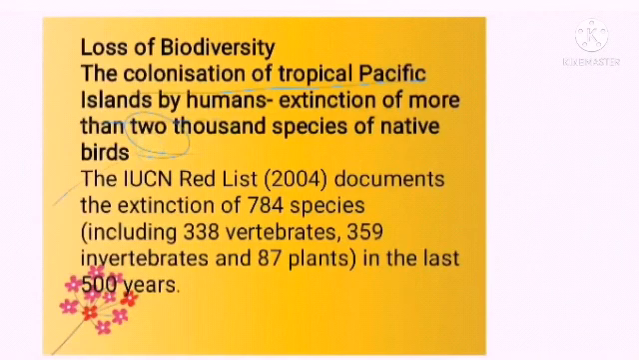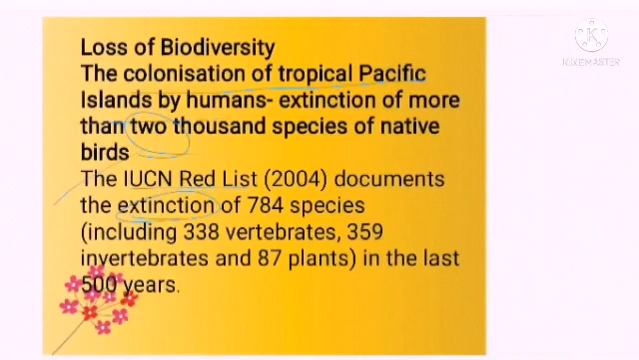And according to the IUCN Red List, the Red Data Book contains the names of different endangered species. Endangered means who are on the verge of extinction. They will become extinct if they are not taken care of. So according to the IUCN Red List 2004 document, how many species have already become extinct? 784 species in the last 500 years have already become extinct.